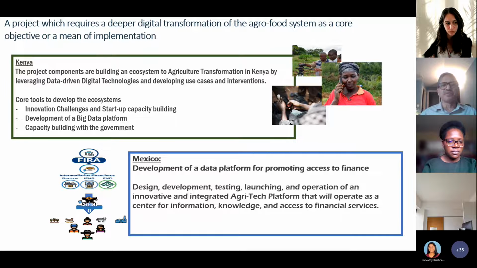So these are two examples. We will talk about them, so I'm not going to talk about them. The Kenya and Mexico projects, which we will discuss soon, are going to be the examples of those kinds of projects.